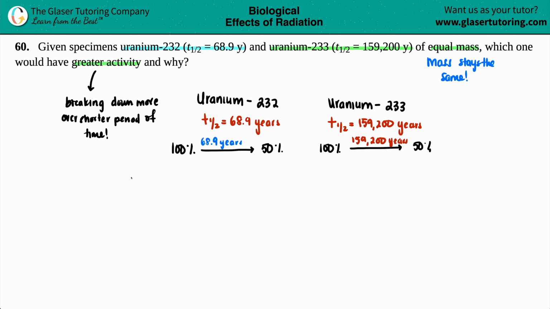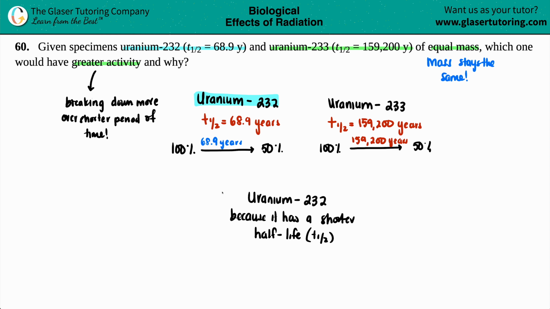Which one is breaking down over a shorter amount of time? It is the uranium-232. So, if that's the case, that's the one that has the greater activity. Uranium-232, and the reasoning is because it has a shorter half-life, which means that it's going to be breaking down more often than the other one. And this is your final answer. So no math is needed here. All we had to do was just compare the half-lives because the masses were the same.